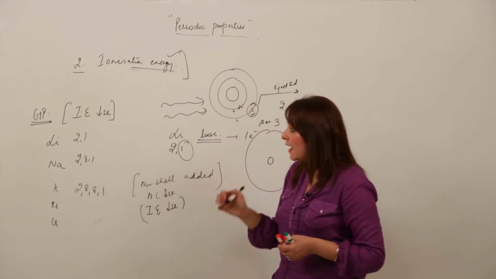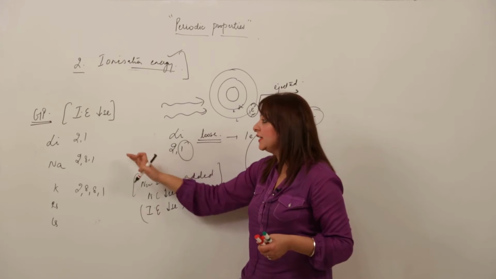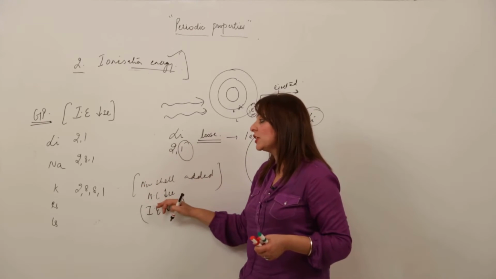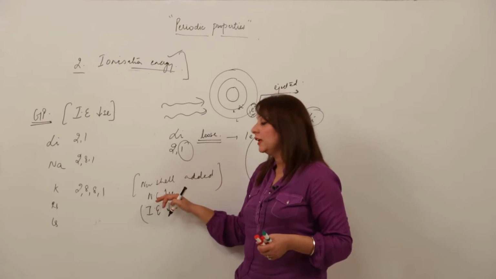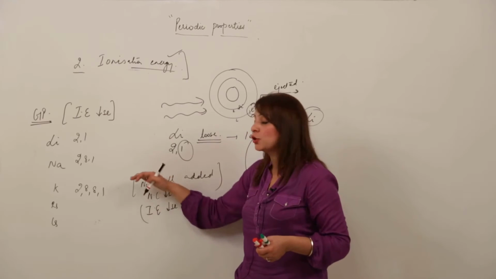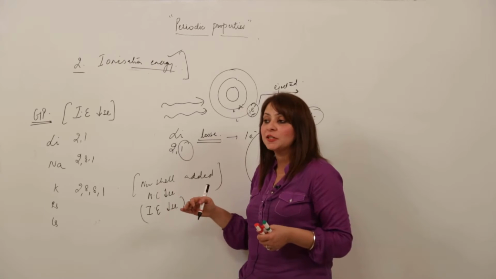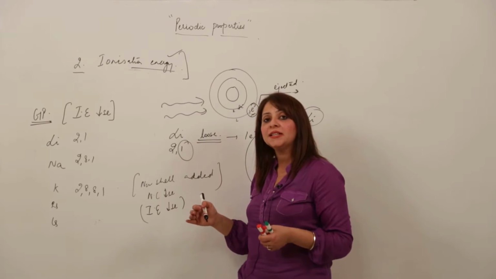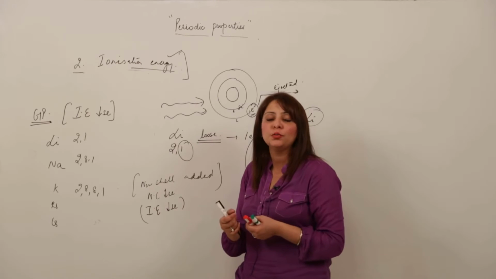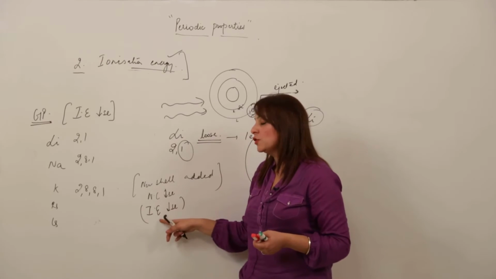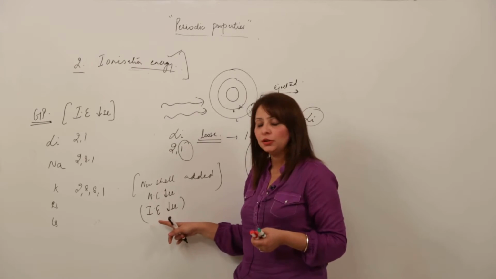So every time we move down, the size of the shell increases and nuclear charge decreases, which means the force of attraction which an electron experiences from the nucleus is less. When it is experiencing less force of attraction, less energy is required from outside to remove that electron. So ionization energy decreases as we move down the group.